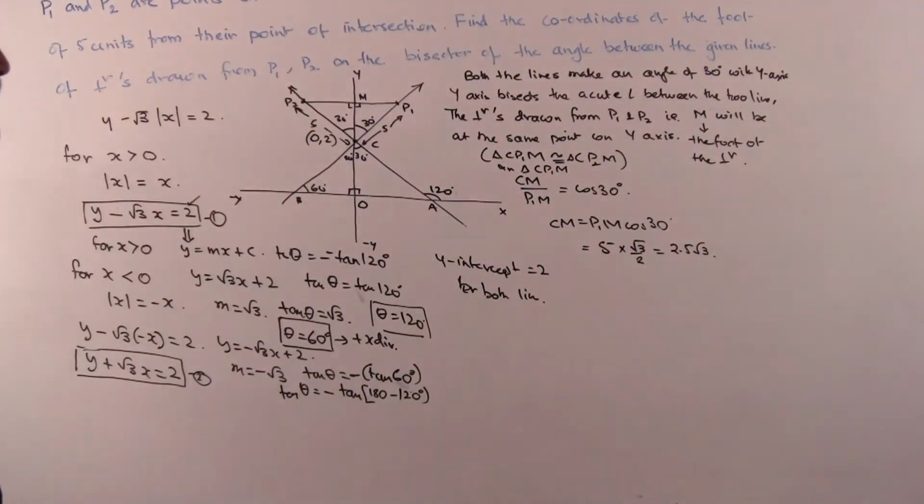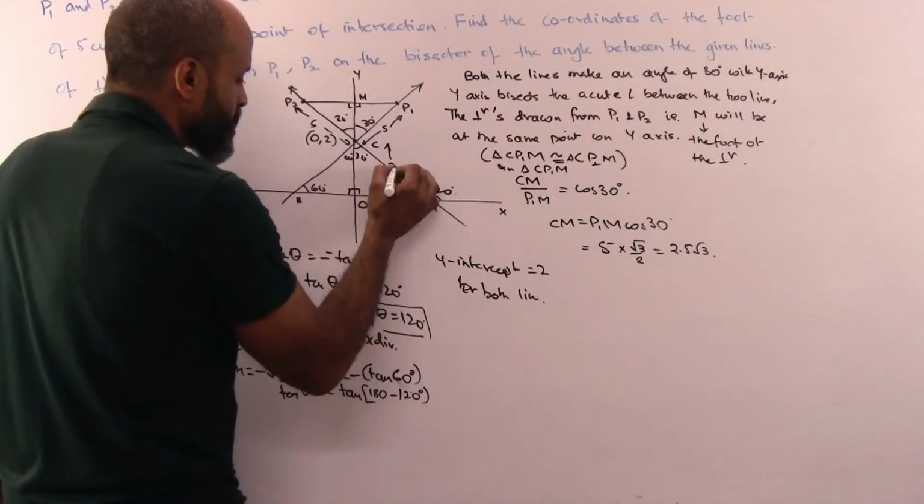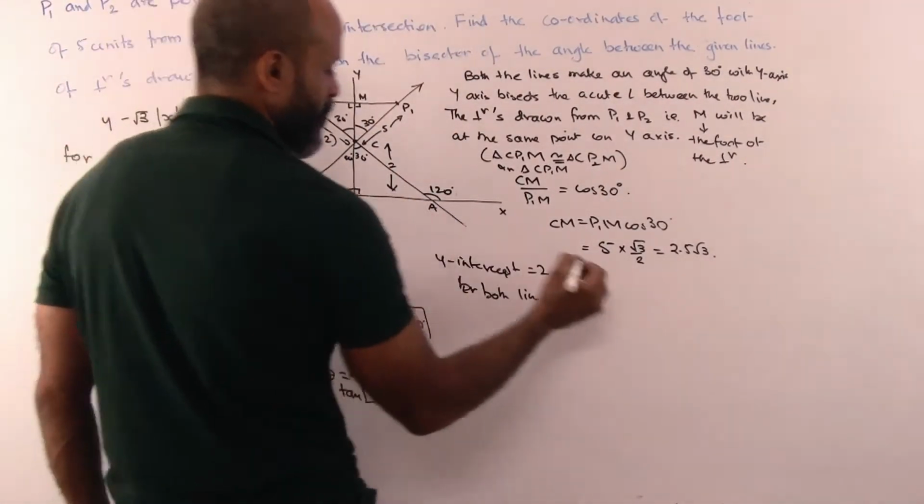Now what is OC? How much would be OC? We know that this is the y-intercept, which is at a distance 2. So therefore OC is equal to 2.